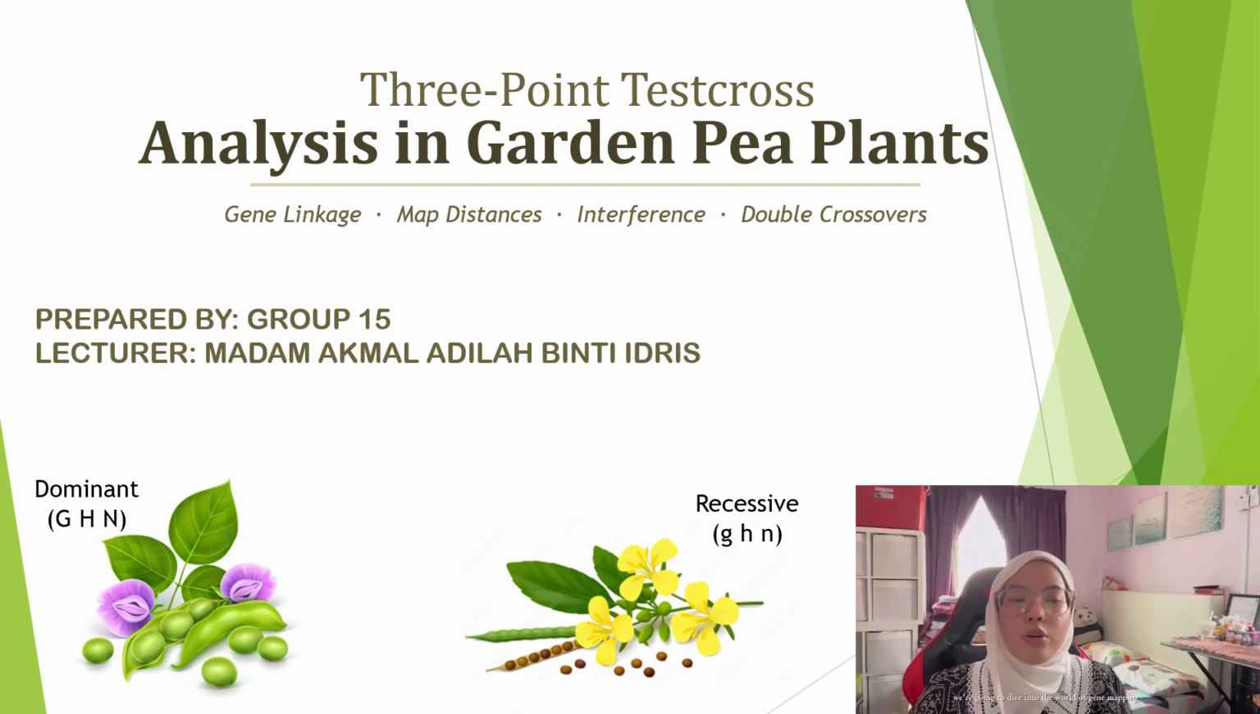Hello everyone, today we're going to dive into the world of gene mapping using a classic example, the 3-point test cross in the garden pea plant. We'll be working through a problem to determine three main things: the linkage between genes, the map distance that separates them on a chromosome, and a fascinating phenomenon called interference.